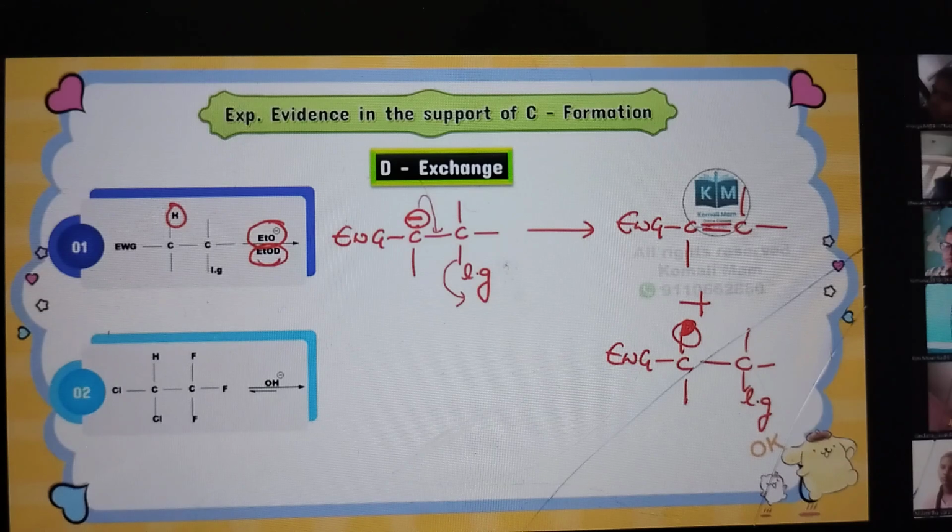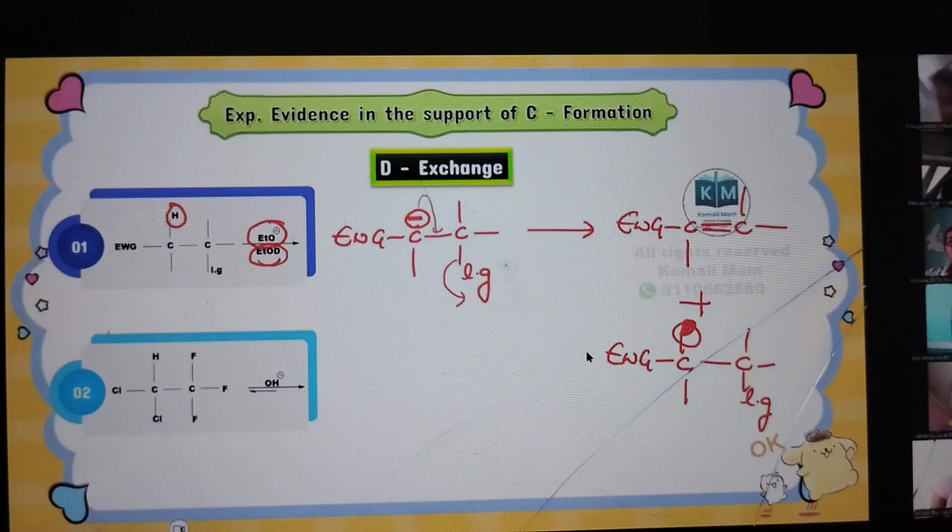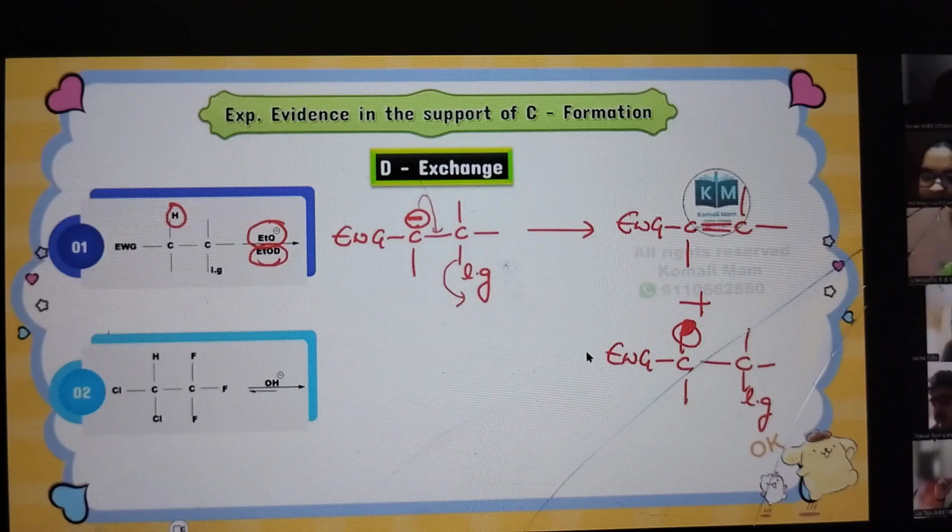This is the experimental evidence that carbanion is the intermediate in E1cB reaction. So every one of you should tell me, remember, E1cB, what is the intermediate? Carbanion. E1 reaction, what is the intermediate? Carbocation. Whereas E2 reaction, no intermediate. Anti-elimination takes place. Okay?